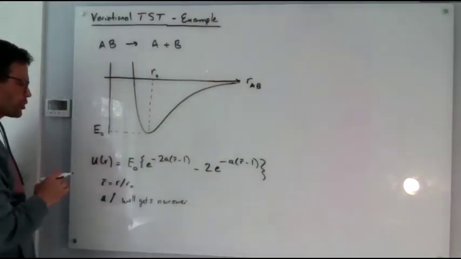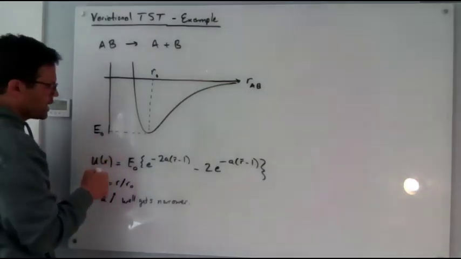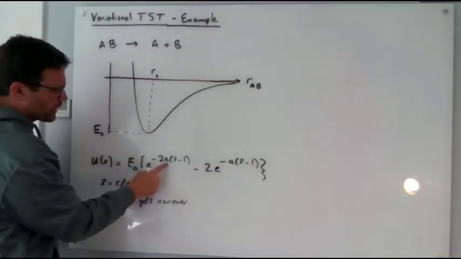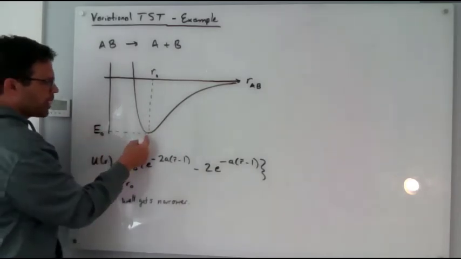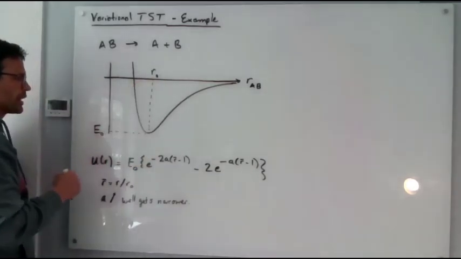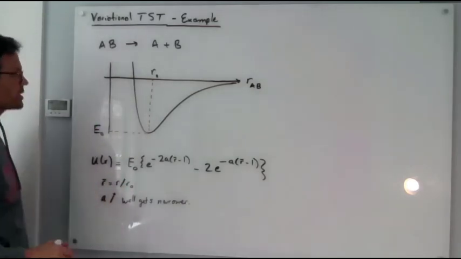potential. The Morse potential has three parameters. There's a well depth, E naught. There is a width of the well, which is controlled by this parameter A. When it gets big, the well gets narrow, and the bottom of the well is located at a position R naught. And so, all of this is done in terms of this dimensionless distance here.